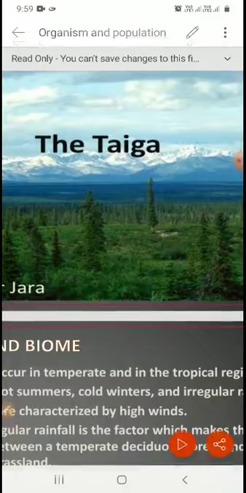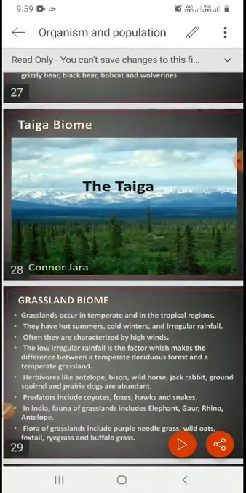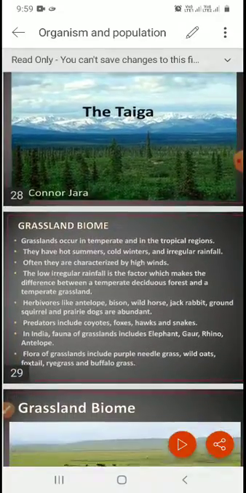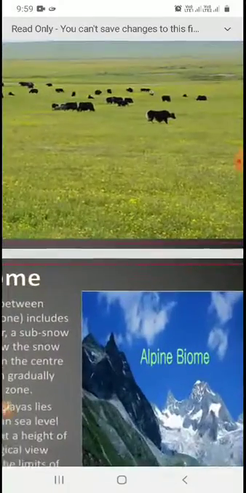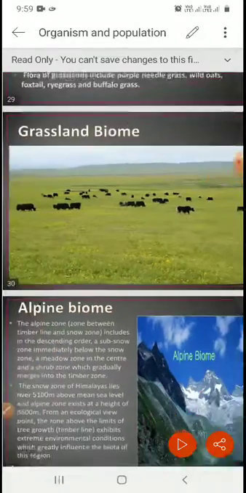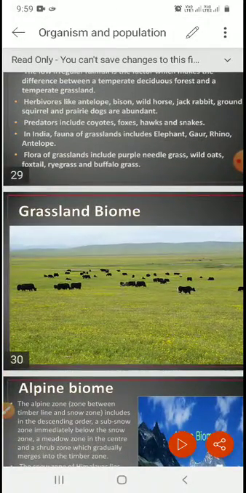This is a coniferous forest. See how nice it is. This is what we call the grassland biome. This is the grassland biome picture. Wow, what a nice picture. See how the grasses are present in it.